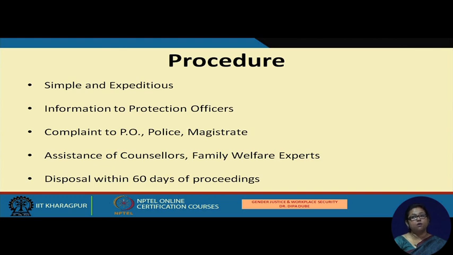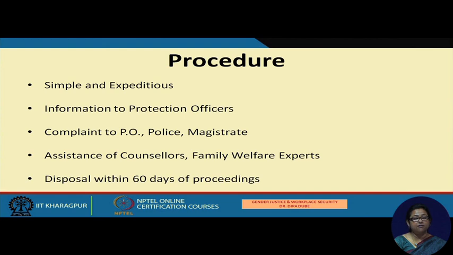Now, this is exactly what is sought to be avoided in the Domestic Violence Act. The process has been made very simple and very expeditious. Why do I say expeditious? Because disposal of all proceedings has to be within 60 days of initiation of the proceedings. That is a time limit of 2 months between when a complaint of domestic violence is made and when the order is passed or the matter is disposed of, which must be done by the magistrate within 60 days.